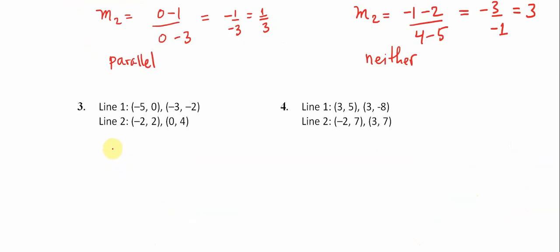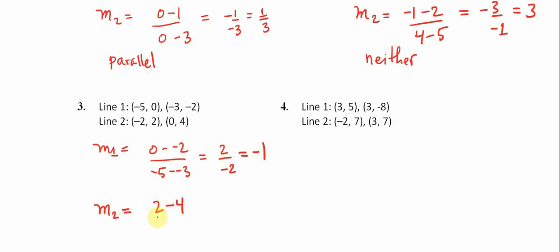All right, moving on, a couple more examples. The first slope is 0 minus -2 over -5 minus -3. So this gives me 2 over, this is really -5 plus 3 here. So this gives me 2 over -2, and this reduces down to -1. That's my slope. The other line, line 2, has a slope of 2 minus 4 over -2 minus 0. So this is -2 in the numerator, and -2 in the denominator, and this turns out to be +1 as my final answer.